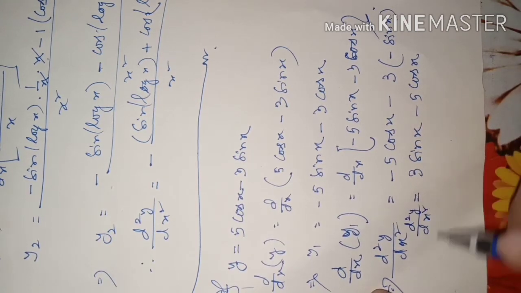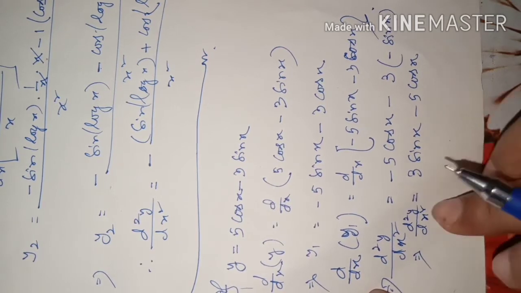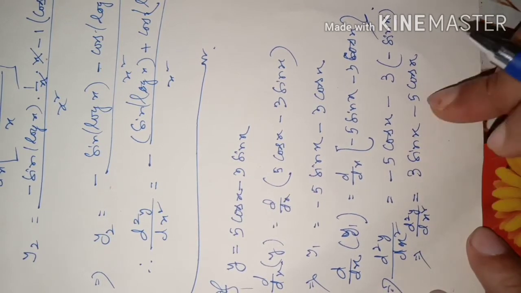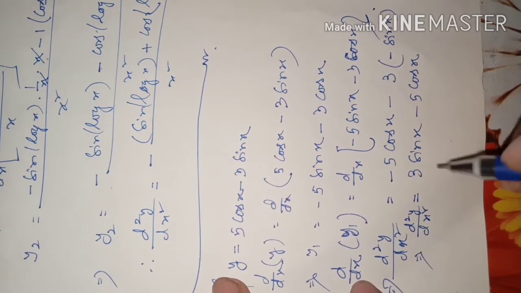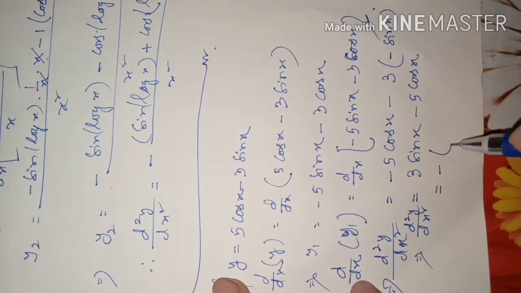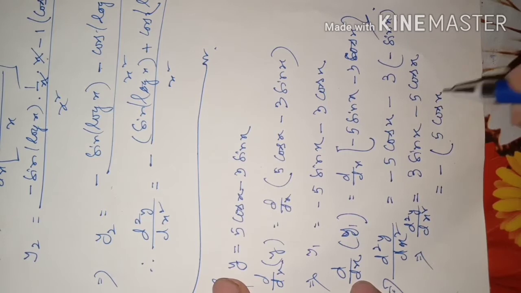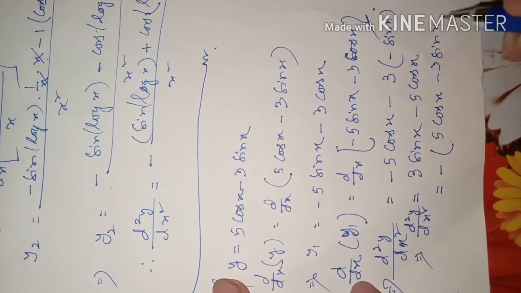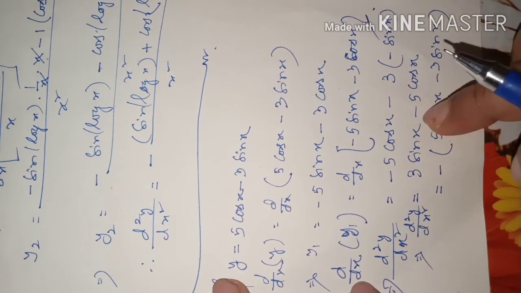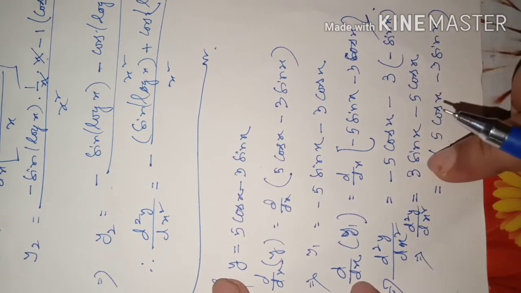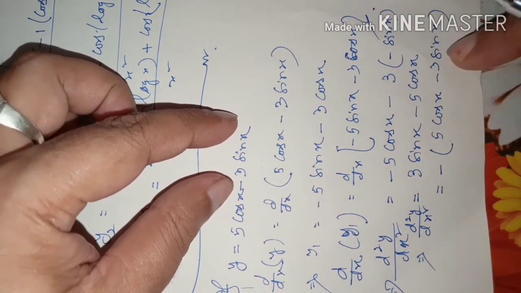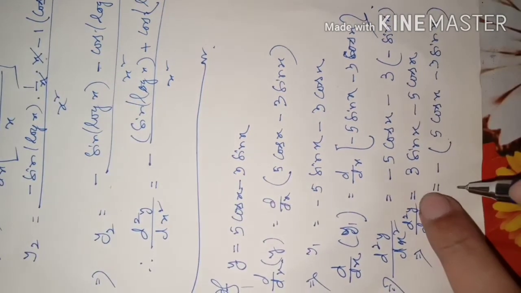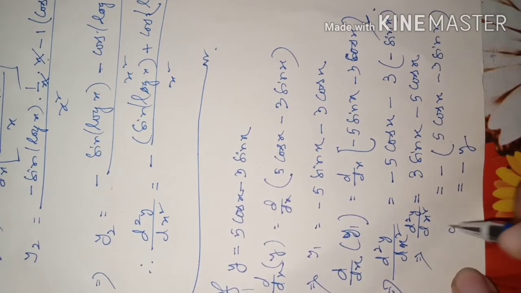And you see, 3 sin x minus 5 cos x we got here. So this can be arranged as minus of 5 cos x minus 3 sin x, because if we open this bracket, the 5 cos x will be negative again, and the minus 3 sin x becomes plus 3 sin x, which is actually our y. Y was 5 cos x minus 3 sin x. So d2y by dx square we got as minus y.